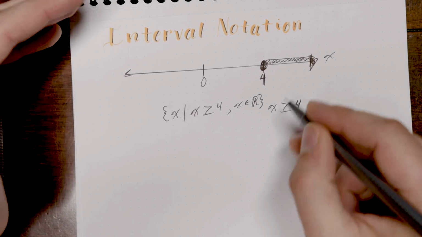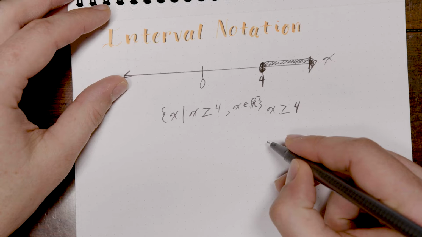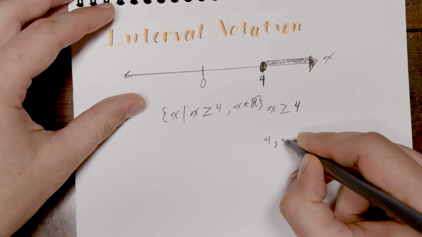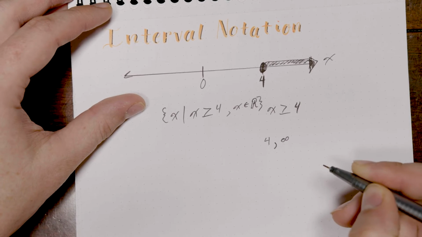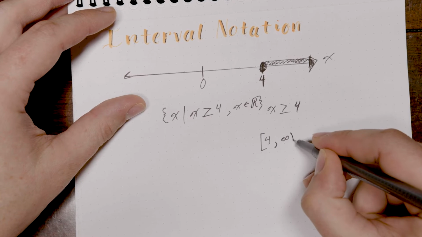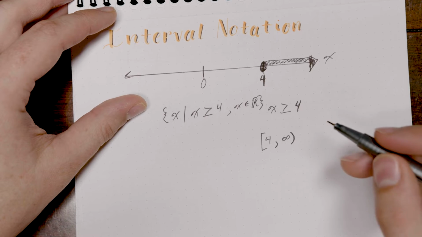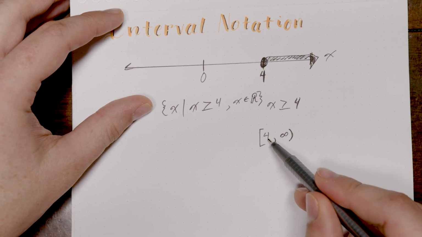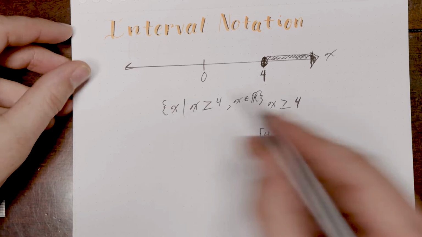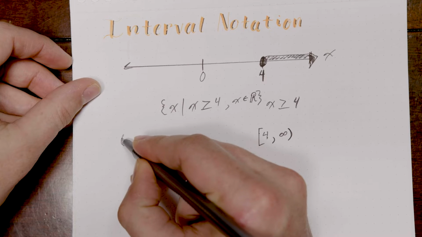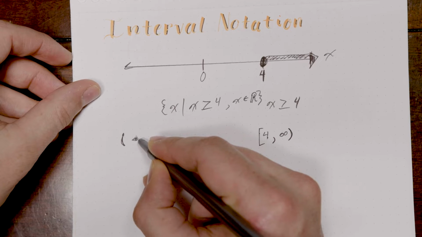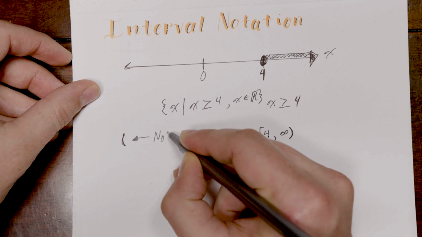But the way we would write this in interval notation is we would say 4, comma, positive infinity, and it is including 4 and not including infinity, because we can never ever get to infinity, right? So this is everything from 4, including 4, to infinity. Let's break down the pieces of this puzzle. First of all, if we want to say not including, then we use a regular parenthesis. So this is not including.